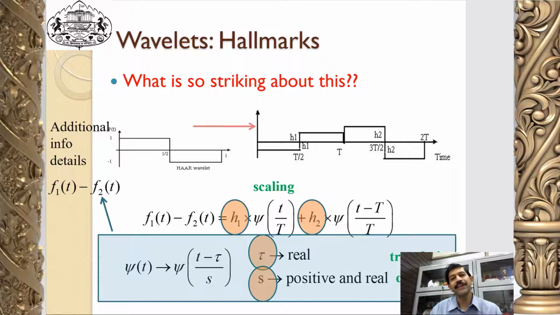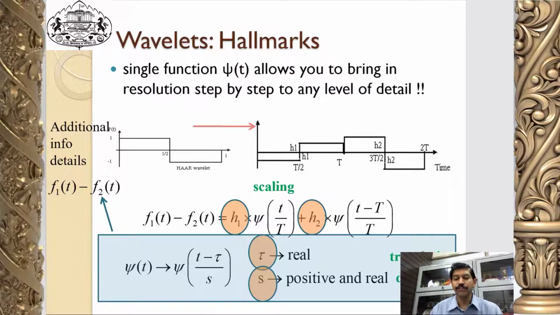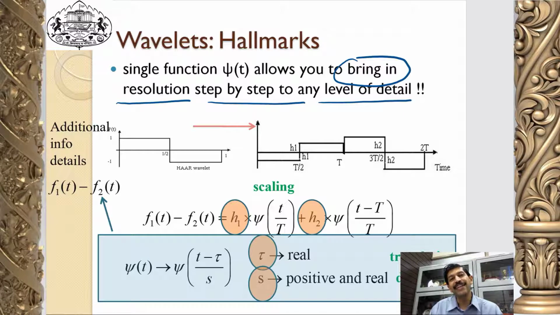So what is so striking about this is, resolution by resolution, you can keep on adding the details and you may end up generating a very high resolution representation of the underlying signal, which is not possible with the conventional transforms. And that's why you can actually bring in the resolution step by step to any level of detail. And what do you mean by any level of detail?